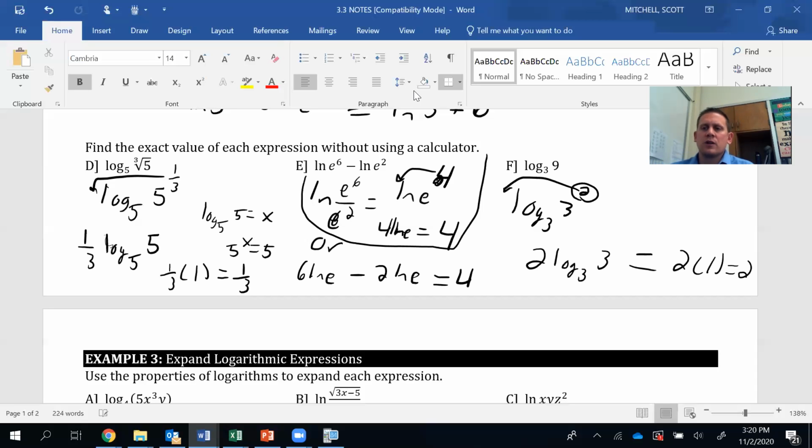Just 2. So again, using my properties, you could do wagon wheel and do that one as well. You're going to find that it's 2. So you have choices. Knowing your properties can be very helpful. For this particular problem, you could even use the calculator and you're still going to get the right answer. So you got choices there in letter F.